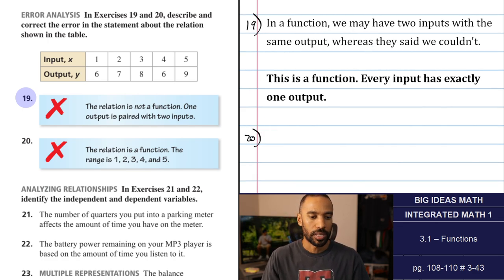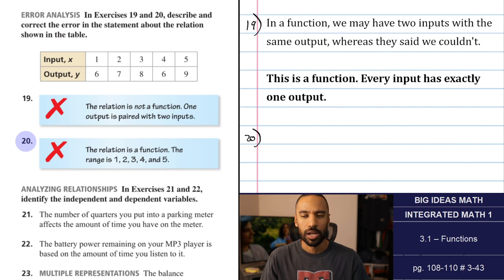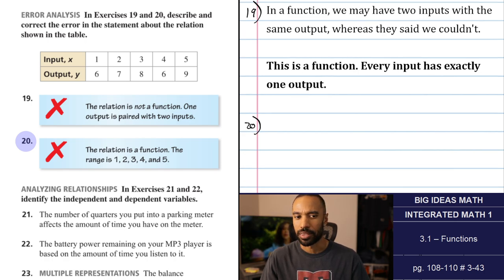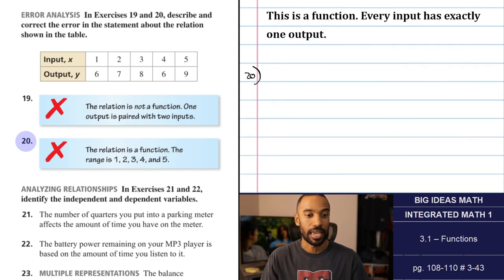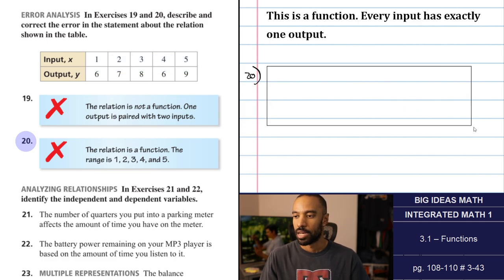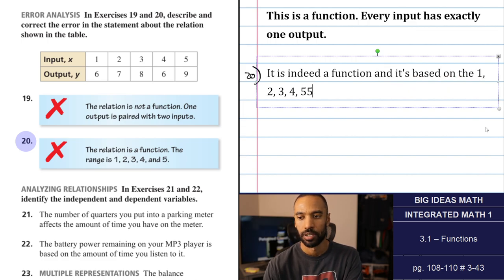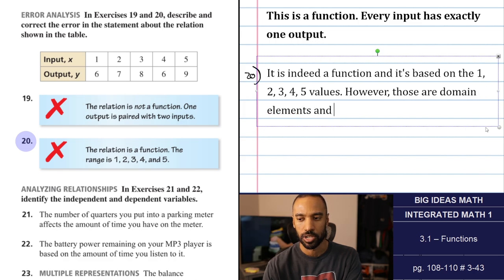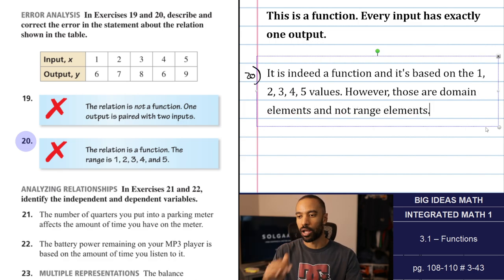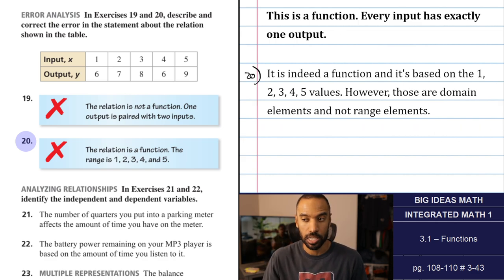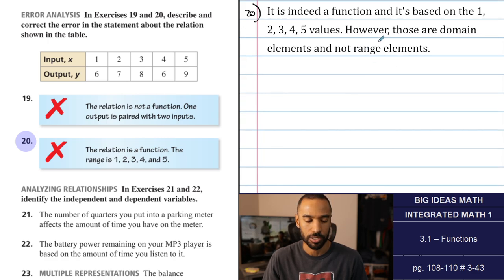Number 20. The relation is a function. The range is 1, 2, 3, 4, and 5. Once more, it is a function. But that's not the range. That's the domain. So maybe they meant well. They talked about the right numbers. They just said the wrong word. It's not range. Now at least they got that it's a function. It is indeed a function, and it's based on the 1, 2, 3, 4, 5 values. However, those are domain elements and not range elements. Which matters because we're not looking for range values to determine whether it's not a function. Again, they looked at the right numbers, they have the right reasoning, they just have the wrong terminology for range.